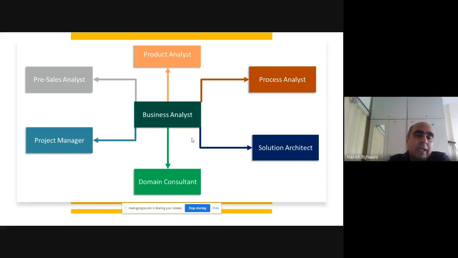When I'm looking at a domain analyst, you might be focused on a specific domain that you understand primarily, say, the pharma area. That's where you get into that domain consultant kind of role.